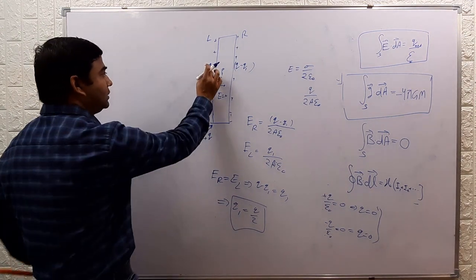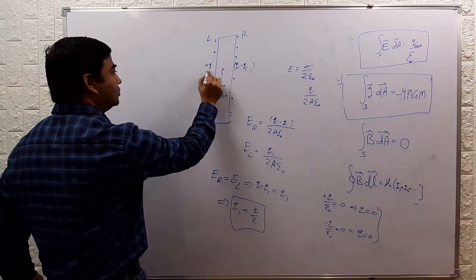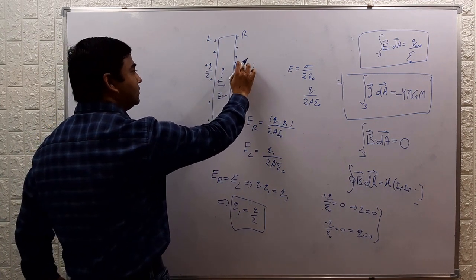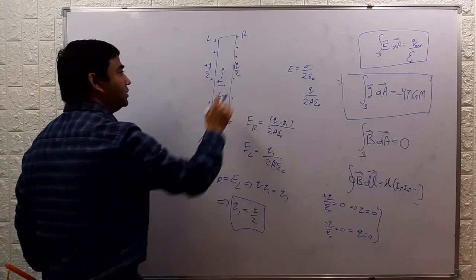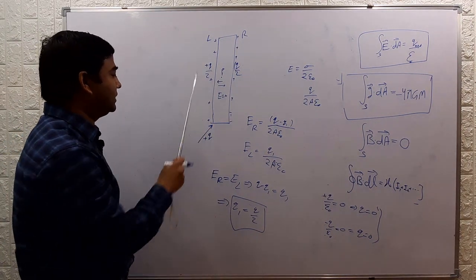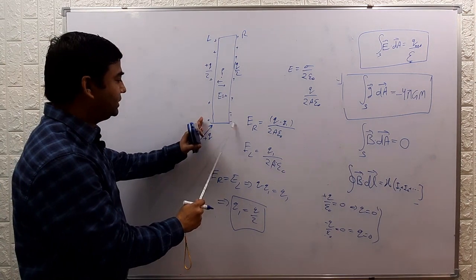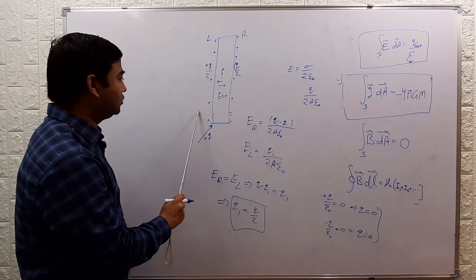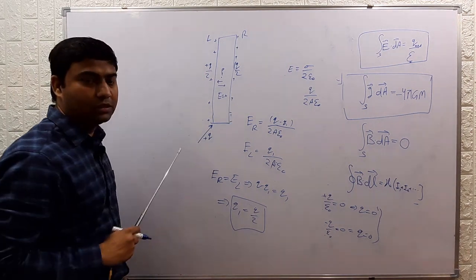That means Q1 is Q by 2, and Q minus Q1, which is Q by 2, will also be equal to Q by 2. So you can say when you inject a positive charge in a sheet, this charge equally distributes on both faces, Q by 2 on this face and Q by 2 on this face.